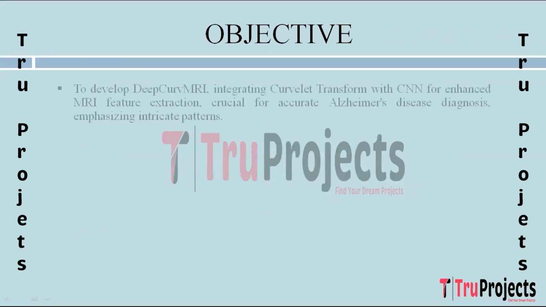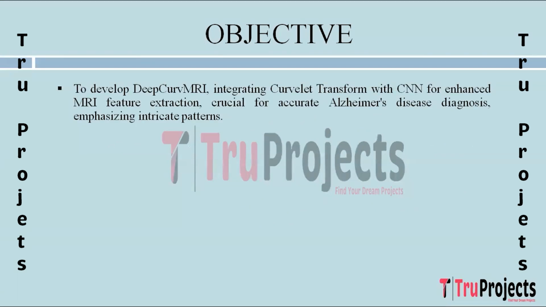Objective of the project. So, as I mentioned earlier, the primary aim of the project is to develop and implement the Deep Curve MRI model, integrating curvelet transform with CNN to enhance feature extraction from MRI images. This aims to improve the model's ability to capture intricate patterns crucial for Alzheimer's disease, that is AD diagnosis.